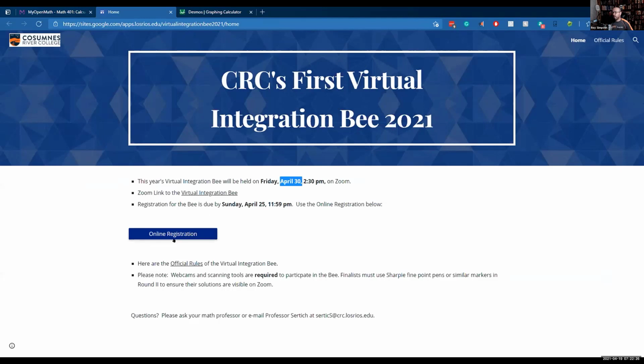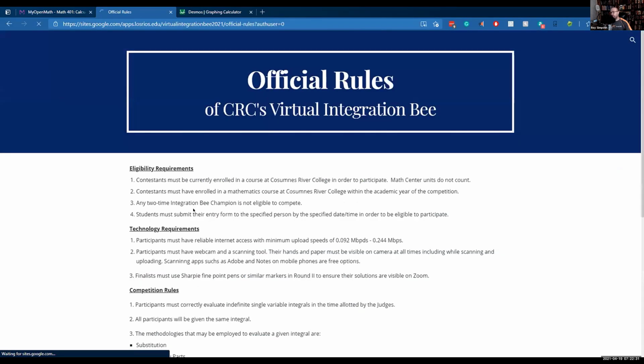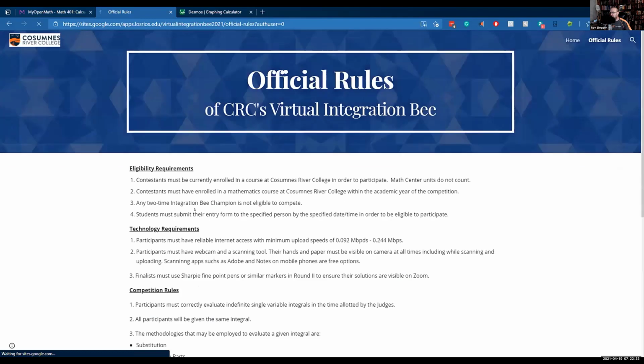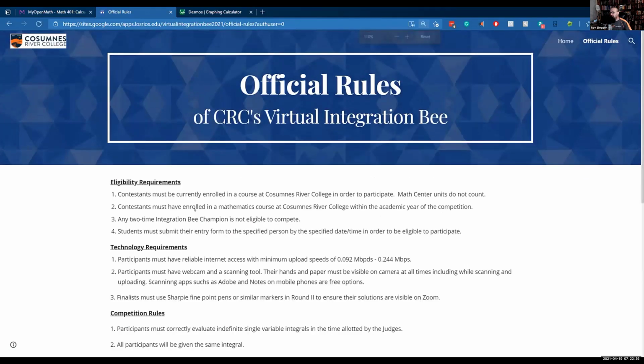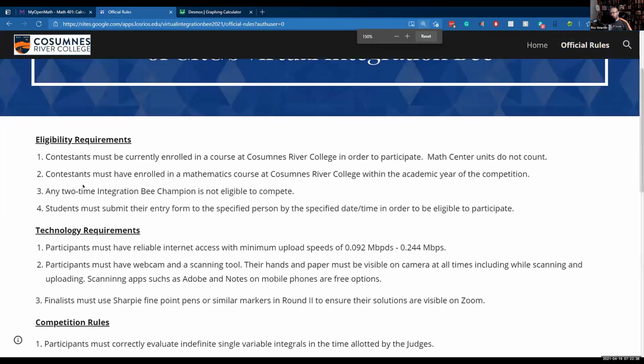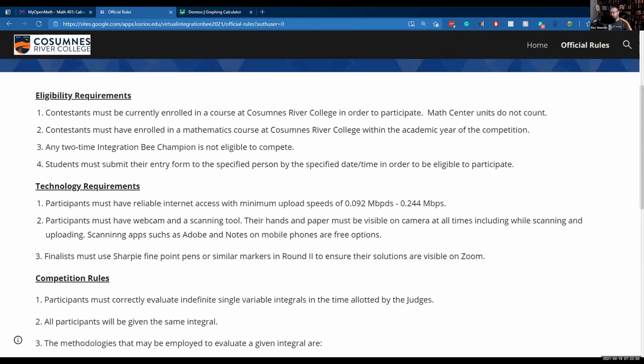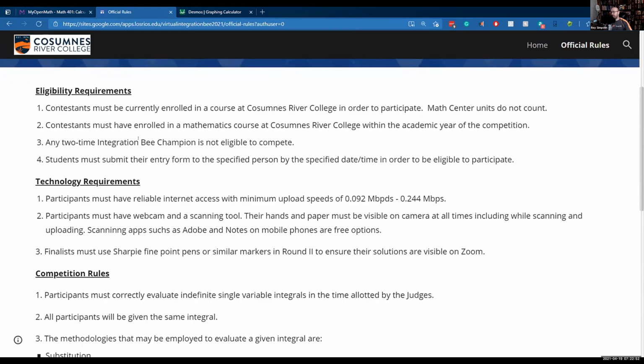The registration's due. And the official rules for the Integration B are only slightly changed from the official rules from the past. So contestants, you guys meet all these conditions right here, so I don't really need to read the eligibility requirements. You cannot be a two-time champion and still participate because it makes it no fun for everybody else. We've had that situation in the past. And then you must submit your entry form online by this upcoming Sunday at midnight.